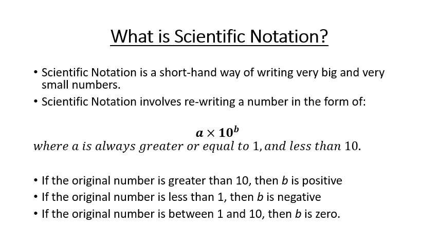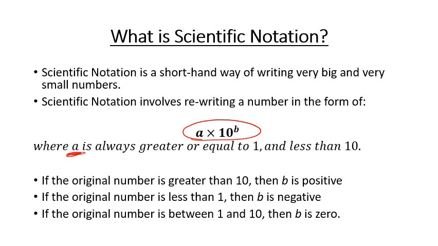It involves writing or rewriting certain numbers in the form of a times 10 to the power of b, where your a value is always greater than or equal to 1 and less than 10. So it is a single digit that is not a 0. It must always be either a 1, 2, 3, 4, 5, 6, 7, 8, 9.